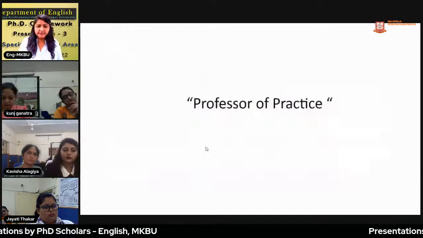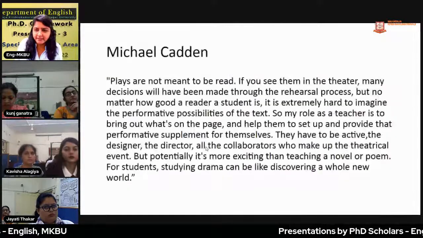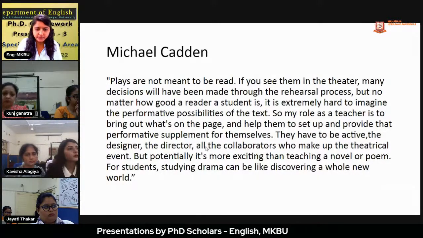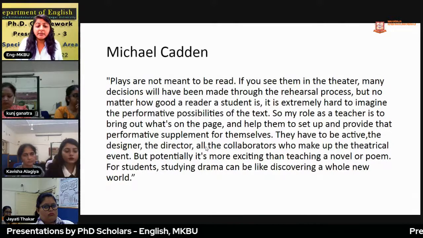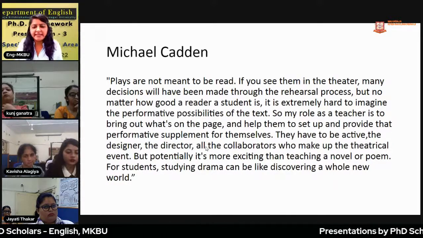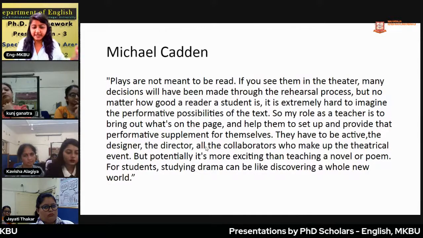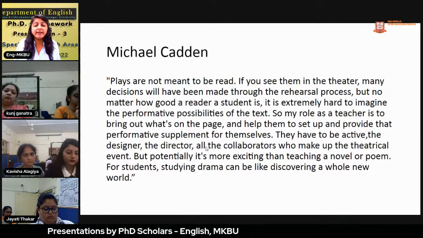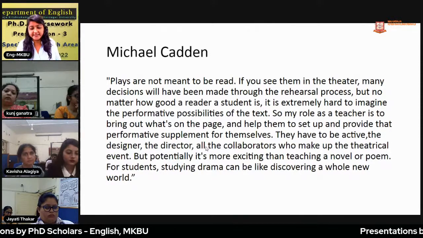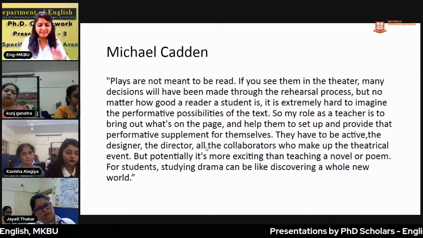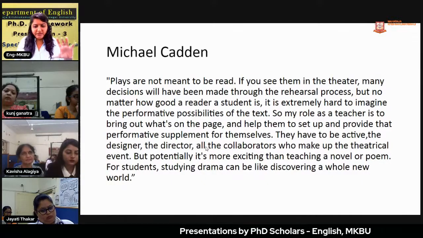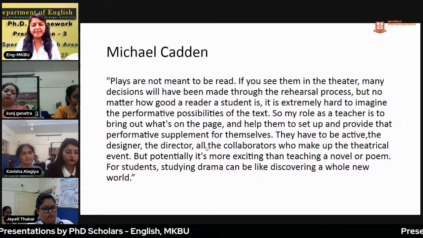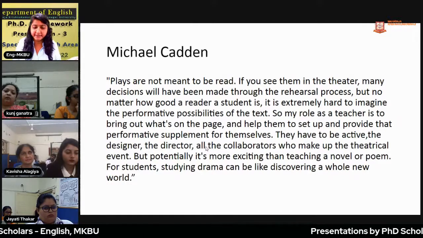Another case that I want to discuss is Michel Cadden. He is a professor and he has studied his drama course from Yale School. And he is saying that plays are not meant to be read. If you see them in the theater, many decisions will have been made through the rehearsal process. But no matter how good a reader a student is, it is extremely hard to imagine the performative possibilities of the text. So my role as a teacher is to bring out what's on the page and help them to set up and provide that performative supplement for themselves.